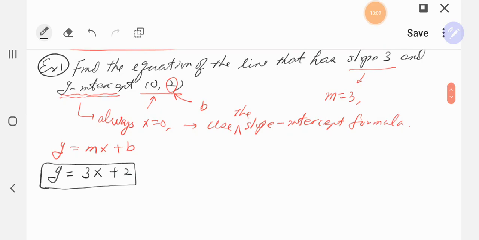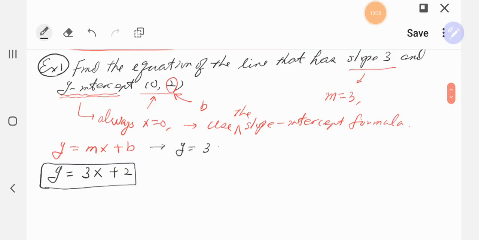Because if x equals 0, y equals 2. If you plug in 0 for x, then mx will be 0, so y equals b. When x equals 0, y equals 2, so b is 2. Okay, you're not sure? Let's plug in a point. So m equals 3, right? Let me try one more time.